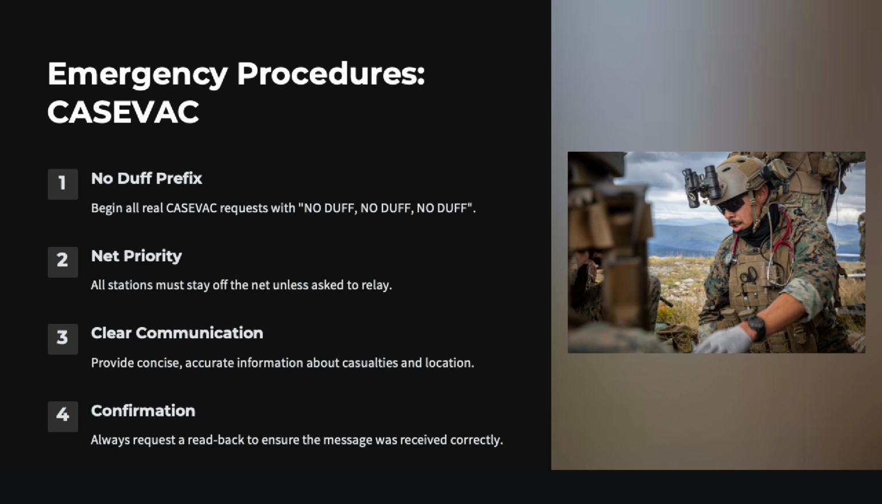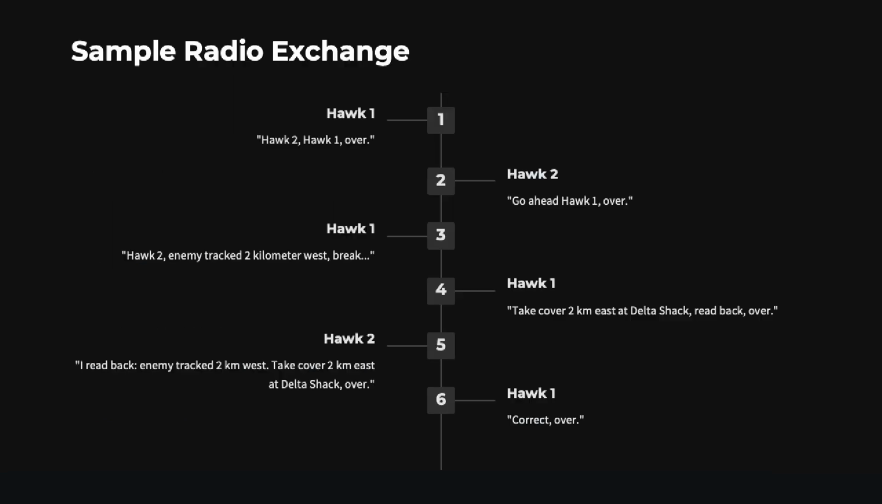3, clear communication. Provide concise, accurate information about casualties and location. Again, if you're wanting to provide the full CASEVAC form, that is found in that document in the description or comment section, where there's a procedure for that. 4, confirmation. Always request a readback, if possible, so you make sure that the message was received clearly and correctly.